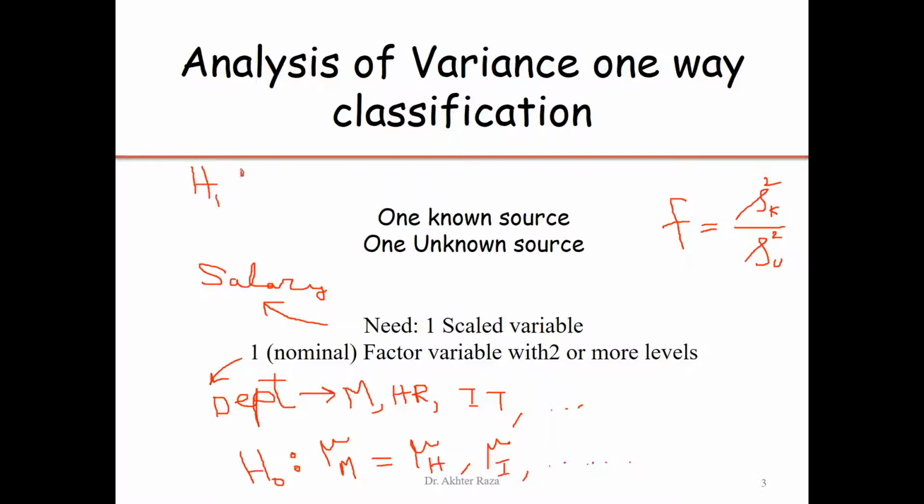H1 will be what? At least two departments have an unequal average salary. So the words "at least two" will be used. At least two departments have unequal average salary. So this is basically the objective of implementing the ANOVA, and we have to consider the assumptions of ANOVA and the actual technique of ANOVA on the next slide.